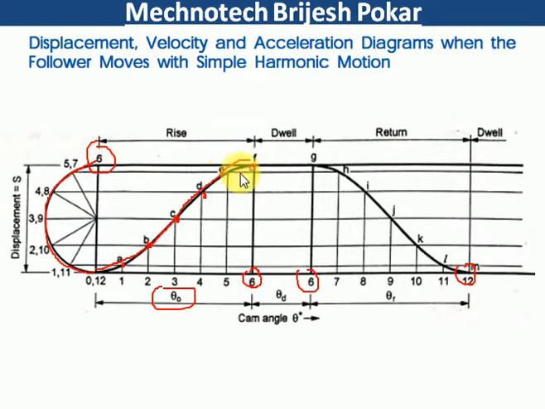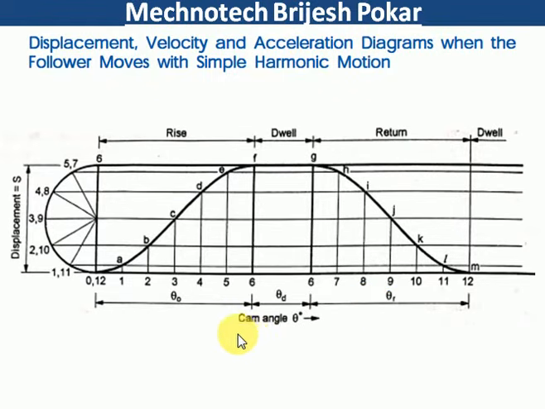Okay, same here, like E, here we have a point H, then I, then J, then K, then L, and last at M. Okay, so this is a raise period, this is a dwell period, and this is a return period, and the remaining angle is the dwell period. So theta O, theta D, theta R will be given in the example.